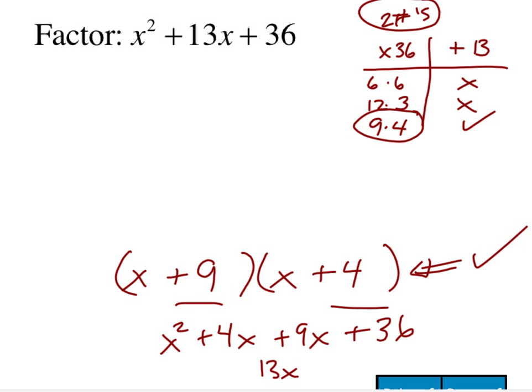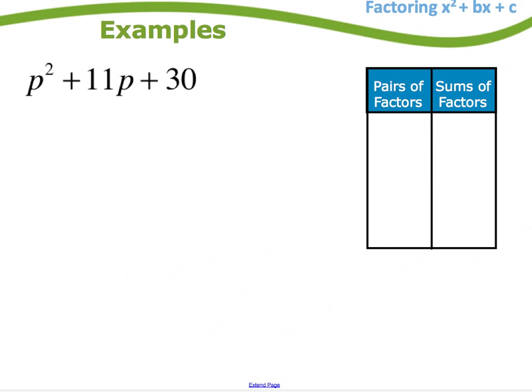Okay, let's try a bunch. I'll just go through a bunch of questions with you and we'll see how they go. Here's another one. Oh, just before we do that, you need to make sure that things are in the right order too. So you have p squared, p, and a number. That's the right order. You don't want to mix these things around or our little trick over here doesn't work.